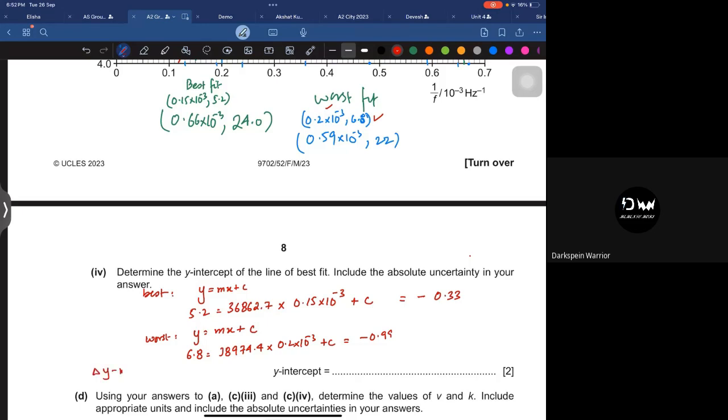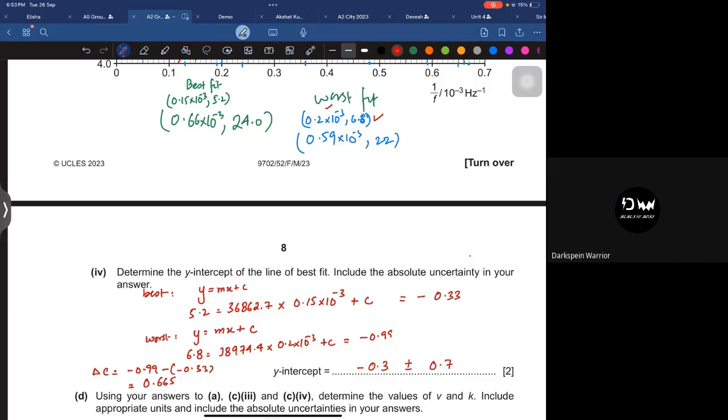Now to find the y-intercept uncertainty, you have to subtract these two. So do 0.99 minus 0.33. What do you get? 0.665. Now it should be written in one significant figure only, so we're going to write plus minus 0.7, and this answer should be in one decimal place only. So it has to be minus 0.3 plus minus 0.7. This should be your answer. Any questions? Please let me know.